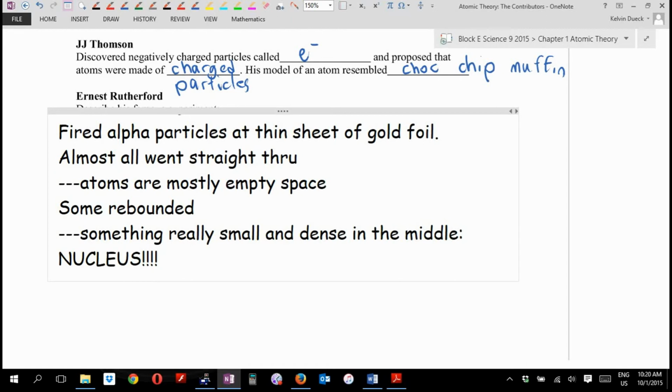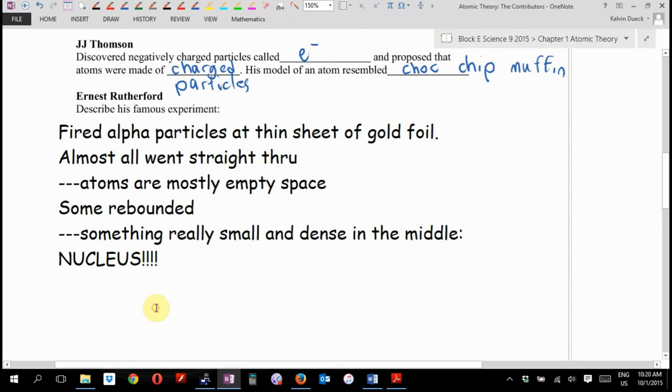Nuclear physics is mucking around with the nucleus, which we couldn't do for a while because it was tucked inside the atom. In 1945, they learned how to split the atom. There's the nuclear age. Okay?